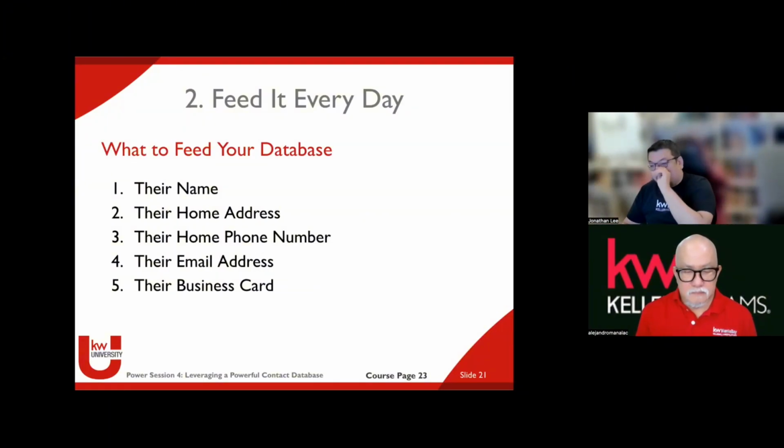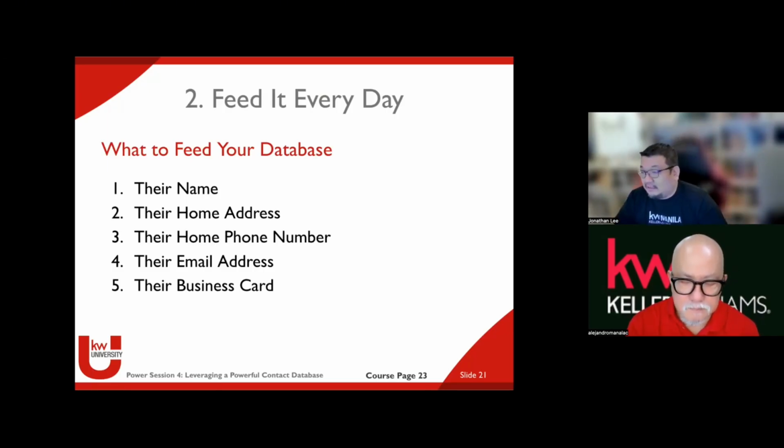Their home address if possible. The map location of their property if possible. Their home phone number if possible. Their mobile phone number. Most important, their email address. Email address is very critical, right?